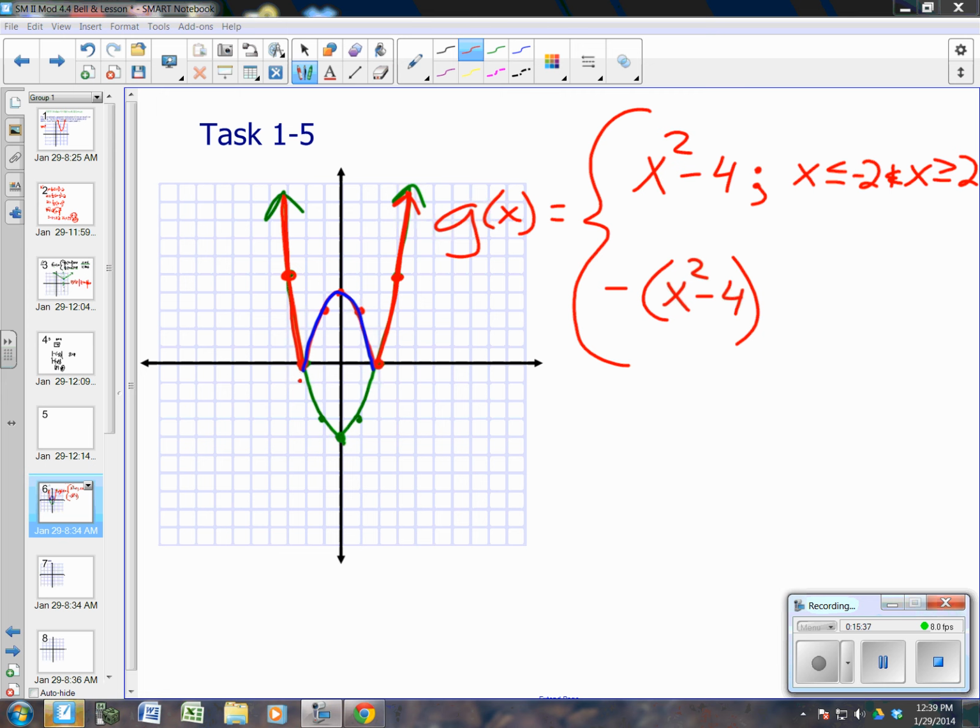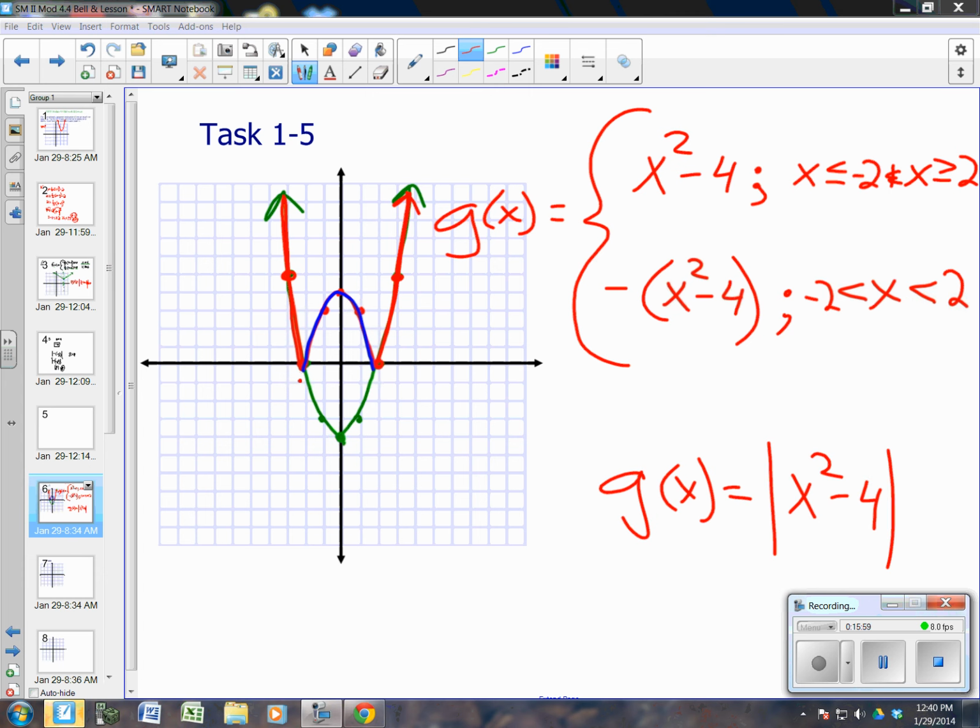Negative 2 to positive 2. And so we would write it like this, colon, x is greater than negative 2, but less than positive 2, right? Because it means all numbers between negative 2 and positive 2. That would be the piecewise function that would generate the same thing as g of x equals the absolute value of x squared minus 4.